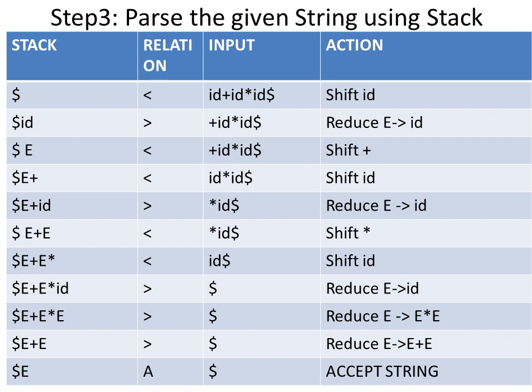So the action to be performed from the stack is shift ID. Now the ID is shifted to the stack. So after shifting, the stack will be having $ E + ID. Now the input string is * ID $. Now the last symbol of the stack, ID, and the first symbol of the input string, *, are related.